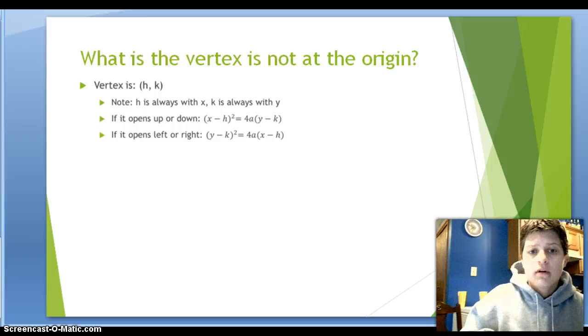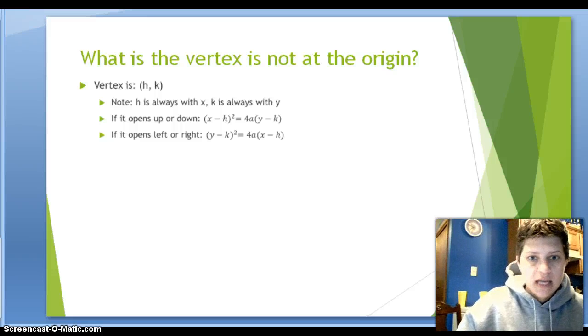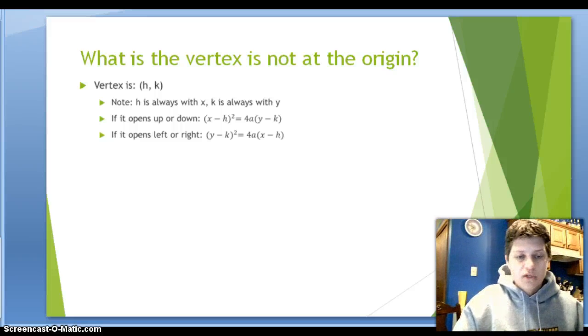Okay, so we know that life is not easy, and therefore the vertex is not usually at the origin. So if our vertex is (h, k), we solved for (h, k) with circles and maybe in other places in your math past. But remember, h is always with the x, k is always with the y, no matter which is squared and which is not squared. H is with x, k is with y.